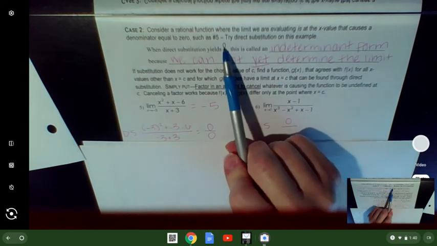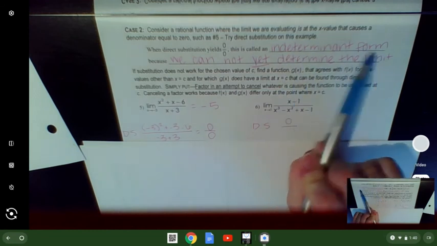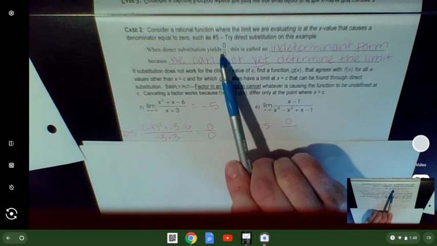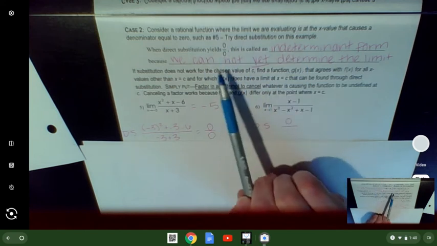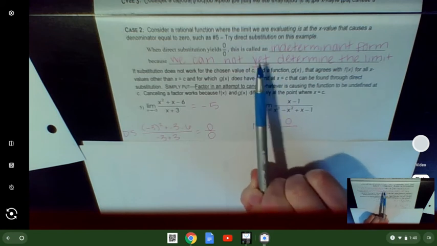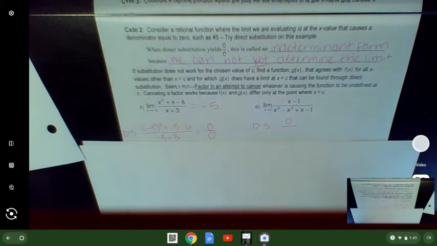Having a 0 in both the numerator and the denominator is what we call indeterminate form. And based on this word, we can tell that 0 over 0 indeterminate form means we cannot yet determine the limit. And the key word here is yet. Yet means the limit exists. We just need to do something else to find it.